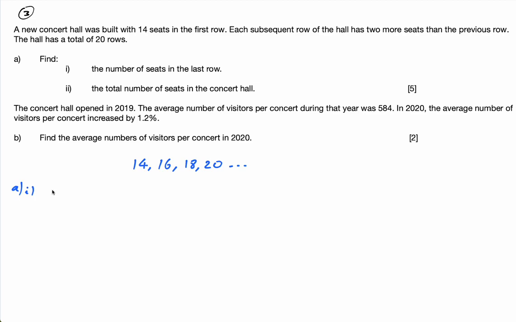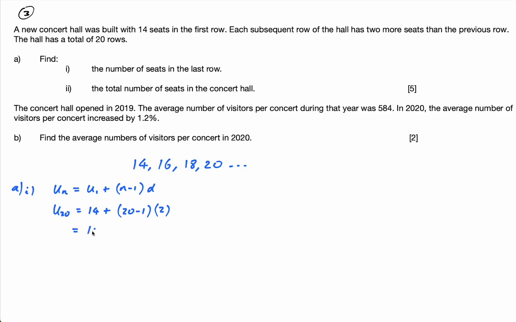So what we're trying to find is U20. So Un is U1 plus (n minus 1)d. This is in the formula booklet. U20 is U1, which is 14, the first term, plus 20 minus 1, because it's the 20th term, times d, the common difference, which is 2.